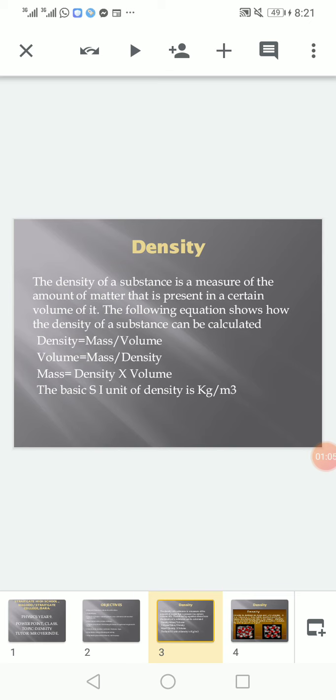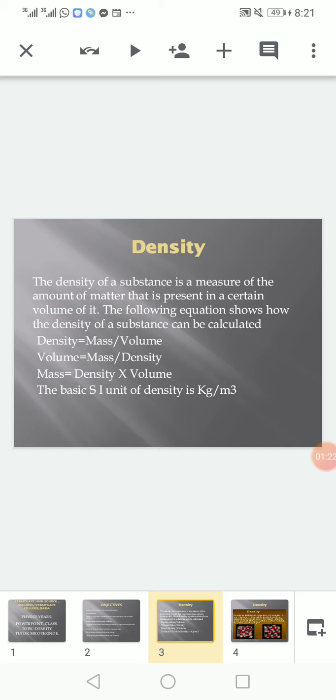Now, when we say density, what exactly do you mean by density? The density of a substance is a measure of the amount of matter that is present in a certain volume of it. I repeat again, the density of a substance is a measure of the amount of matter that is present in a certain volume of it.